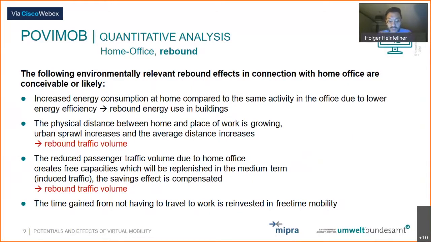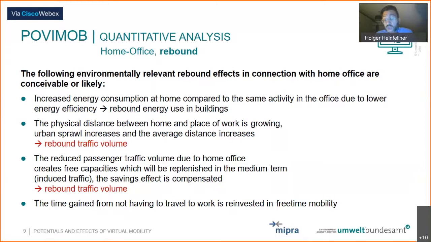However, when conducting such research, it's particularly important to take possible rebound effects into consideration, which wasn't done in various other projects that we found in, first of all, literature research. As regards home office, the following environmentally relevant rebound effects are conceivable or likely. On the one hand, we need to take into consideration that the energy consumption at home compared to the same activity in an office might increase due to a lower energy efficiency simply based on building parameters, and that might cause a rebound effect on the energy use in buildings.